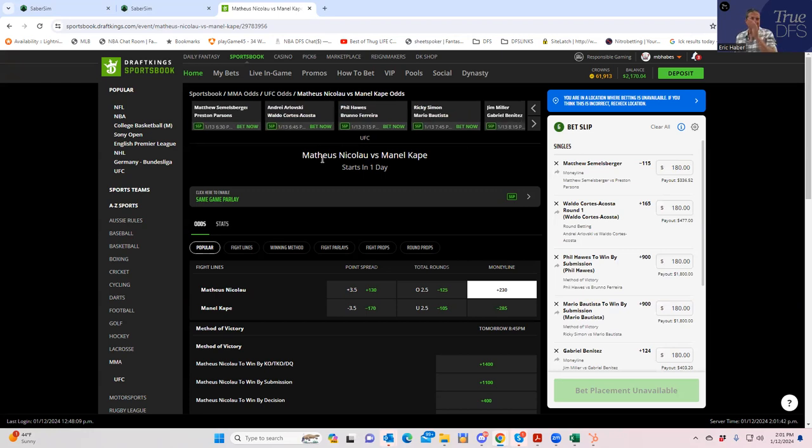Ricky Simon, a perfect stylistic matchup. He's going to take down Batista. He'll let him get up, take him down again, grind him out. Batista's run against terrible competition will come to an end when he fights somebody good that was just off the main event. And if that happens, we lose because we will be taking Batista by submission.